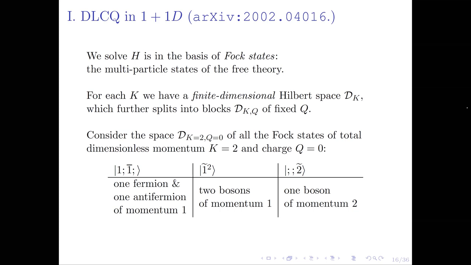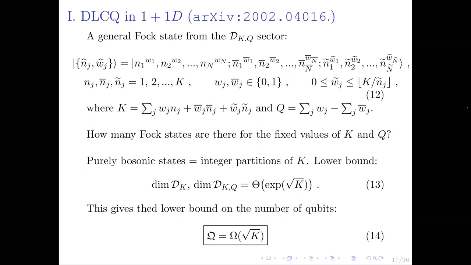Of course, this will be a very qualitative picture. Ideally you would like to go to large values of K, but still it's a very, very beautiful illustration, I think. Now, for general K, any Fock state can be written as follows. We just list all the possible fermionic, antifermionic, and bosonic momenta and tell what the occupancies of all these modes are. And all the momenta sum up to the total harmonic resolution, and the same thing for charges.